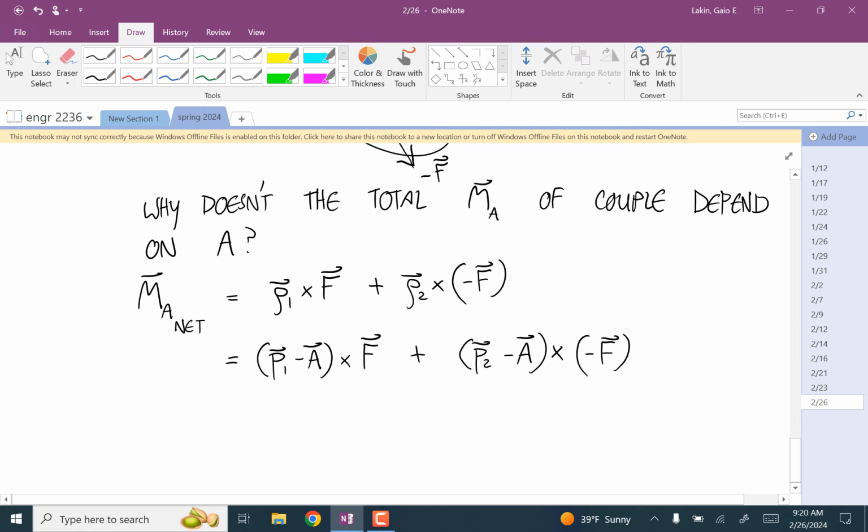And now the cross product distributes just like multiplication does. So we can write this as P1 cross F minus A cross F plus P2 cross negative F minus A cross negative F.